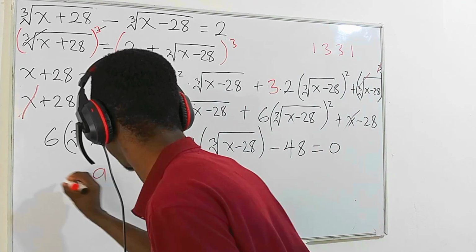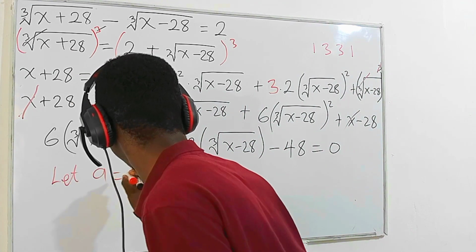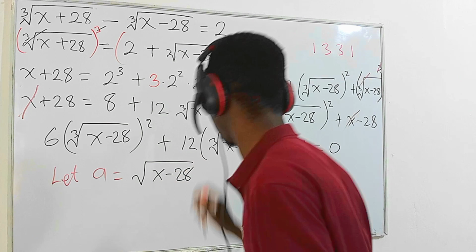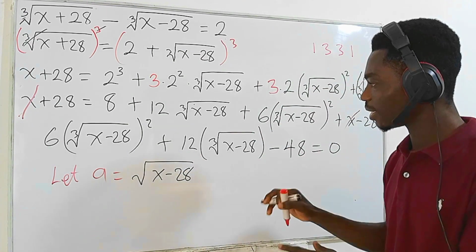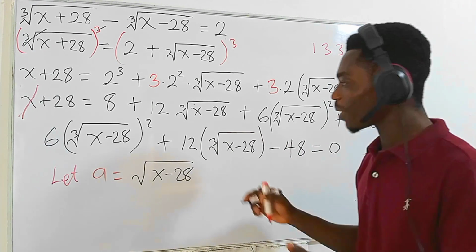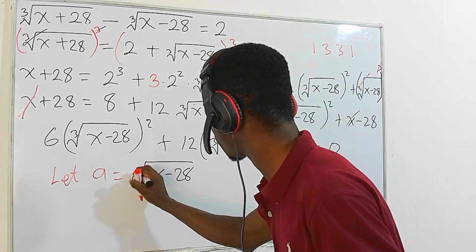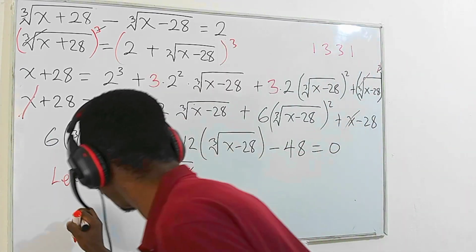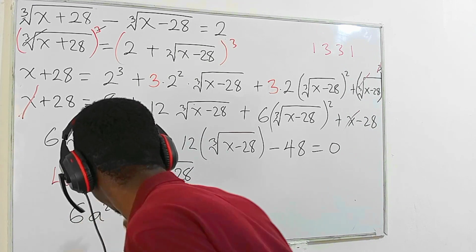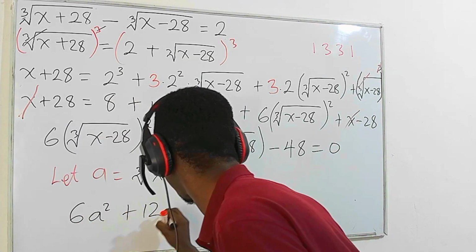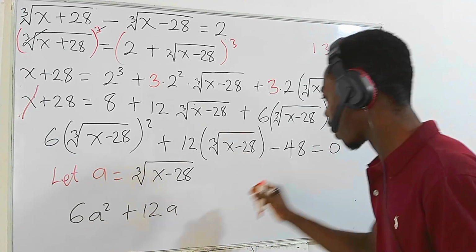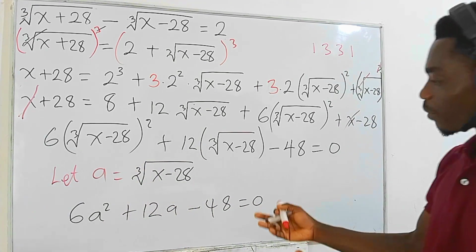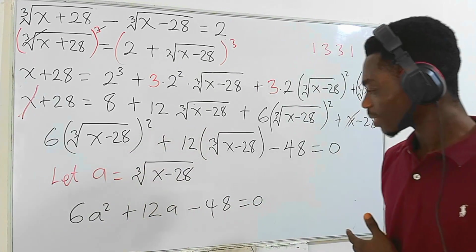Let's say A, we will let A be equal to the cube root of x minus 28. And that will be a little bit easier to deal with this equation, right? Wherever we see all these things, we are going to replace that with a. So actually, we are going to have 6a squared, then plus 12a, then we have minus 48, and this is equal to 0. And this time we have a very nice quadratic equation.